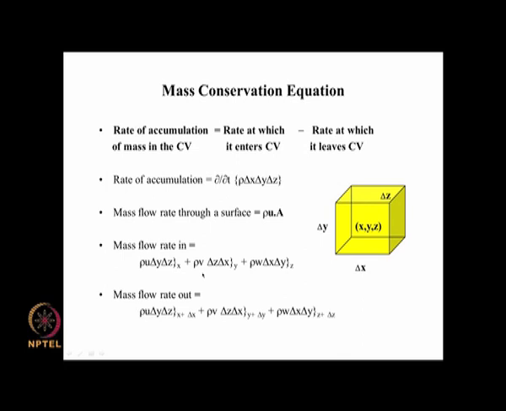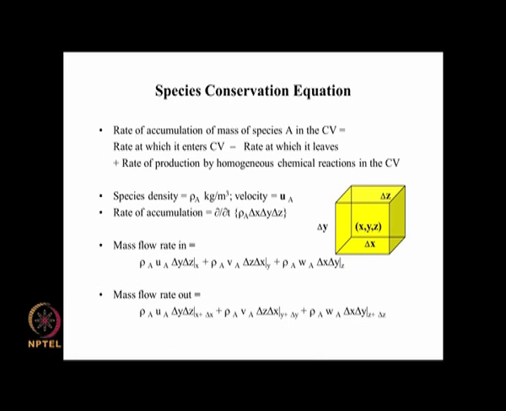So, we have already created a template for deriving a conservation equation. For example, for the mass conservation equation for a fluid, we considered a control volume, and then we stated that the rate of accumulation of mass within that control volume, in the absence of any sources or sinks, is given by the difference between the rate at which it is entering and the rate at which it is leaving. Here we can do something similar for a species conservation equation.